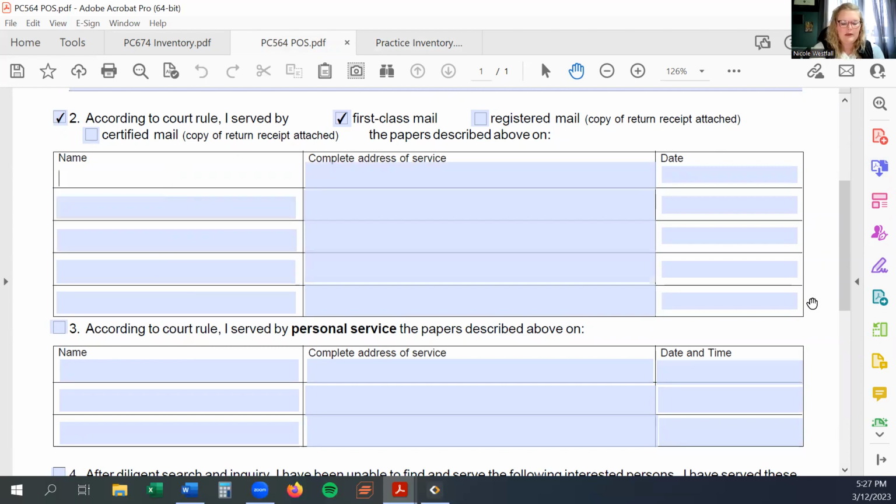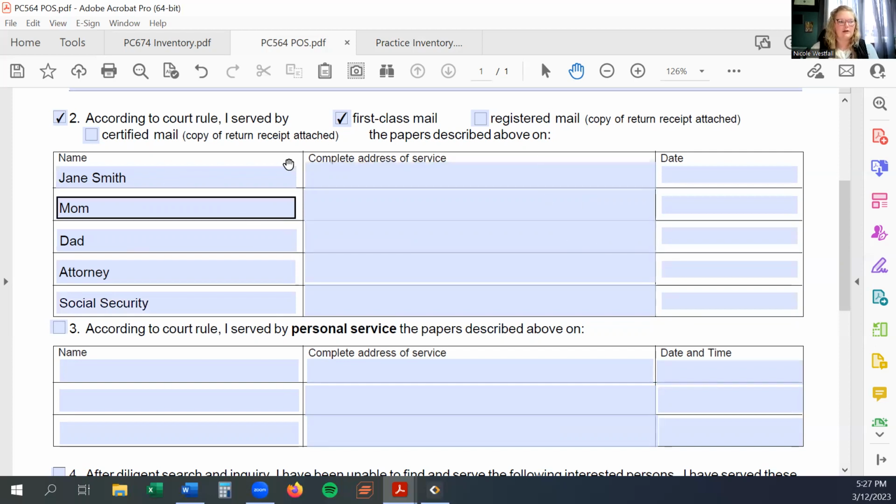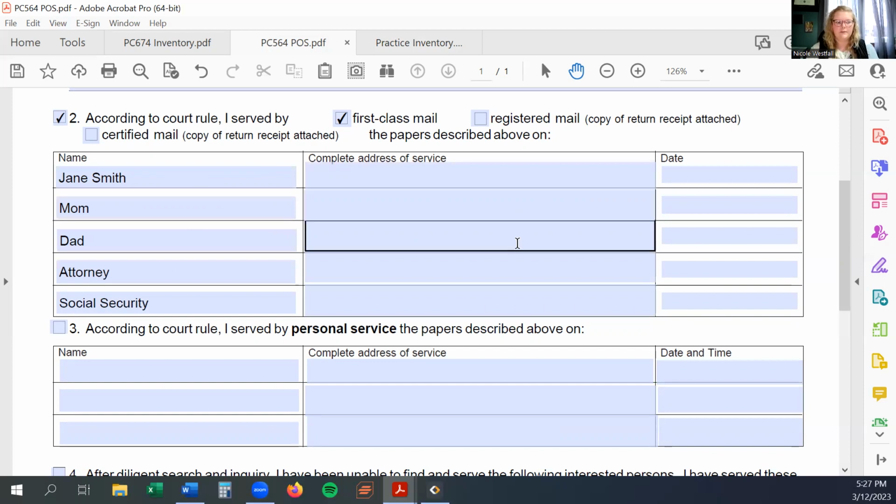Now, most of the time, the interested person will be first in their address, right? And then you may serve the mom of that person. You may serve the dad of that person, maybe the attorney of record for somebody else, maybe Social Security, right? So you just need to look and see what that person receives, who the interested people are, brothers, sisters, etc. And those are the people that you serve the inventory.